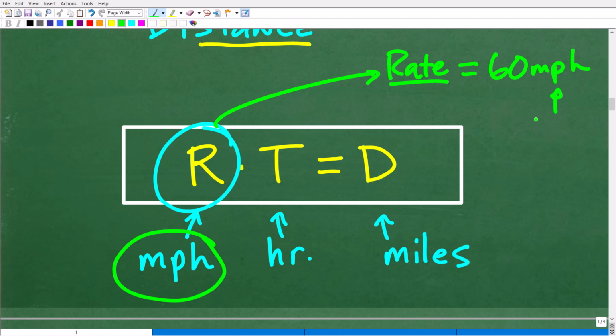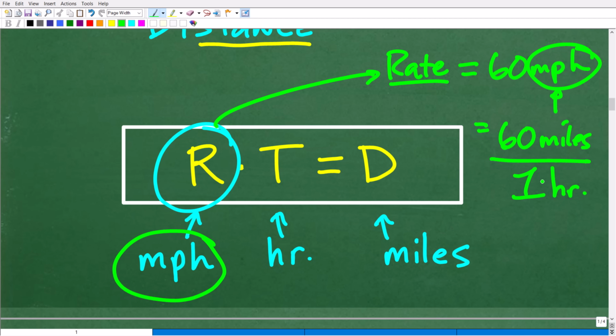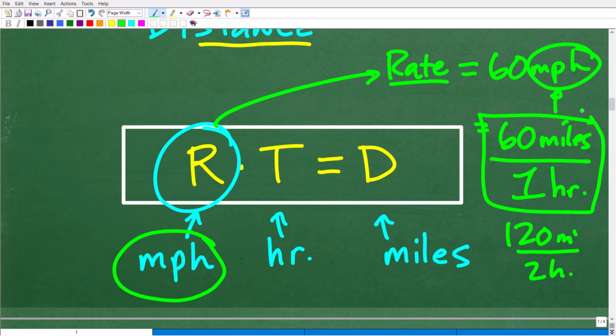This little p right there is like a fraction bar. I can really write this way, 60 miles per 1 hour. Now we don't write it this way, 60 miles per 1 hour, but that's what this means, 60 miles per hour. Now, if a car is going 60 miles per 1 hour, or 60 miles per hour, it would be going 120 miles per 2 hours, right? So this would be how we would measure the speed or the rate of a vehicle.